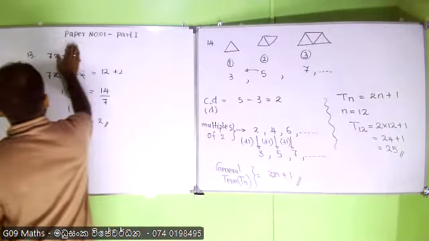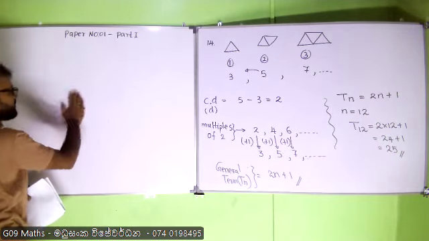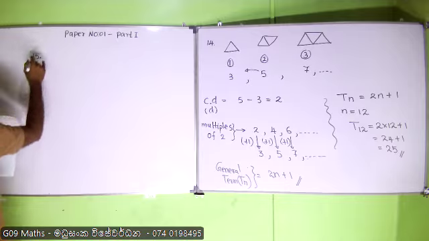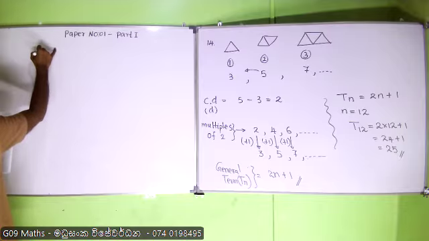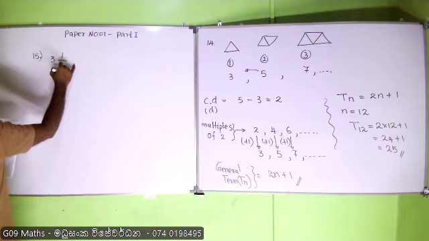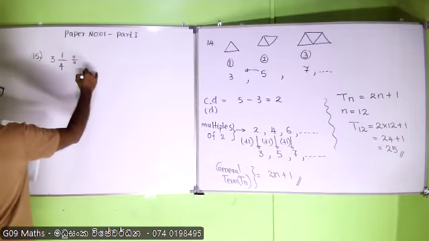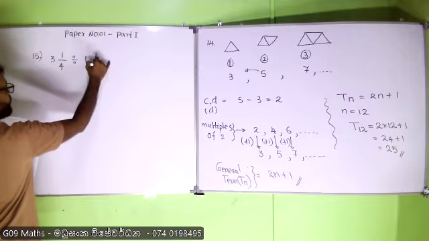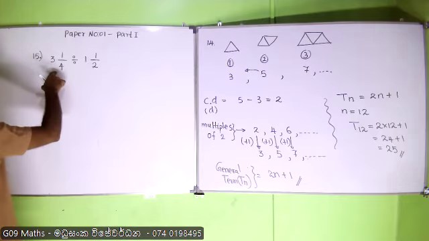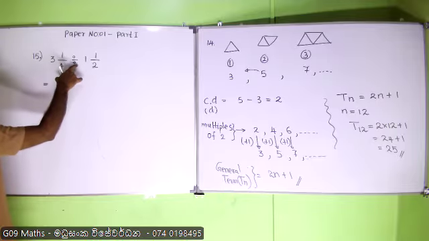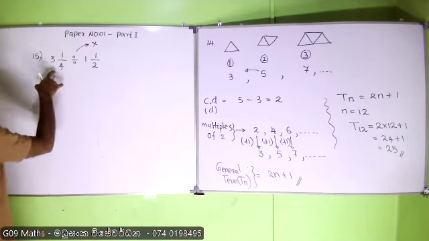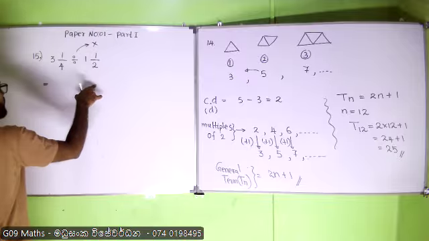Simplify. Very easy one. 15th question. So here there are two mixed numbers, 3 and 1 upon 4, divided by 1 and 1 upon 2, equal mark. First of all, before converting this division mark into a multiplication mark, I am going to convert each mixed number into an improper fraction.